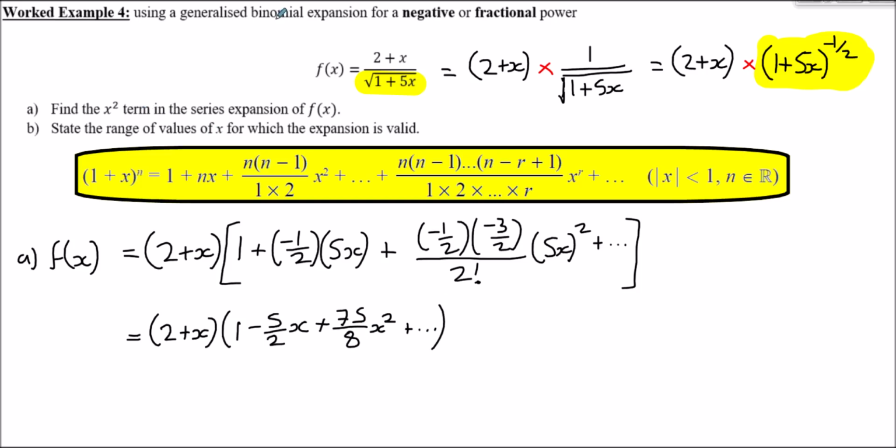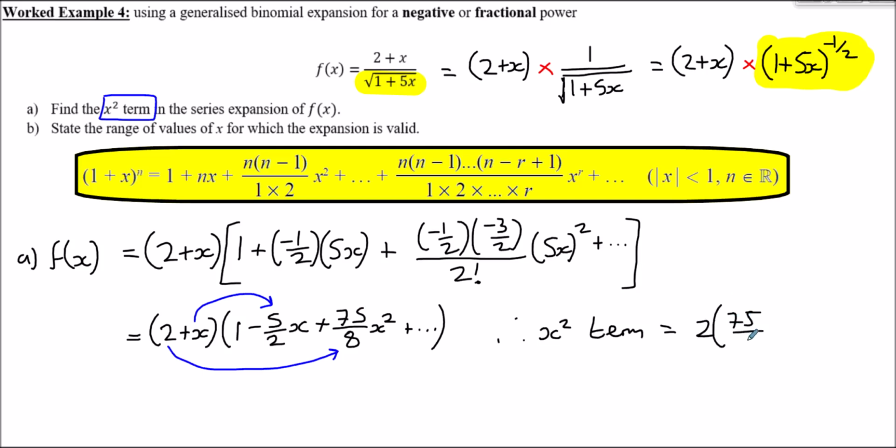Now, the x squared term, we'd arrive at an x squared by doing 2 multiplied by the x squared term, and also by taking this x here, multiplied by the x term in this bracket. So therefore, the x squared term is going to be 2 times 75 over 8, so it's going to be 2 lots of 75 over 8 x squared, plus x multiplied by minus 5 over 2 x.